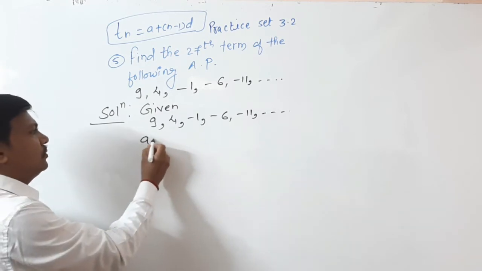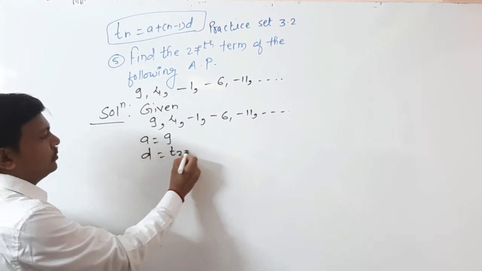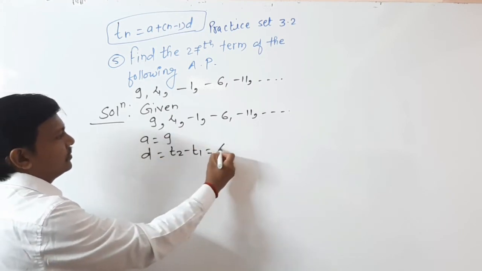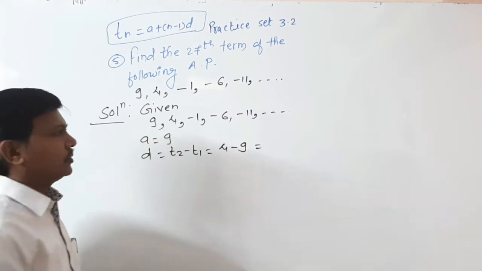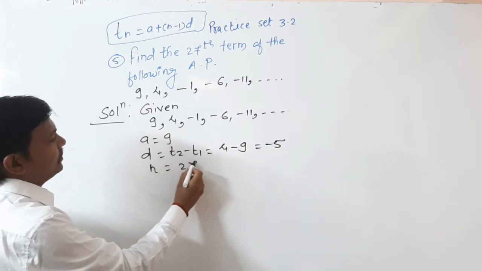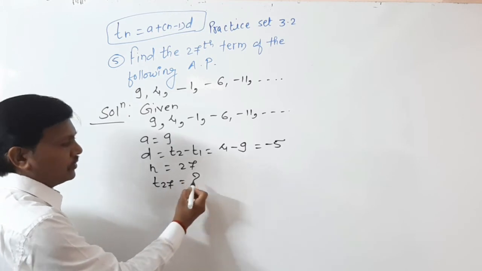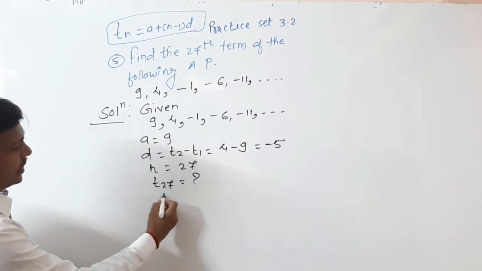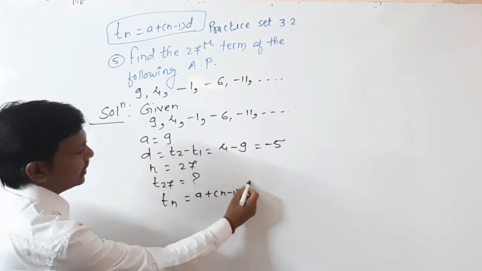So here a equals 9, then d equals t2 minus t1, that is 4 minus 9, which is minus 5. n is 27, and we need to find T27. Then we write the formula Tn equals a plus (n minus 1) into d.